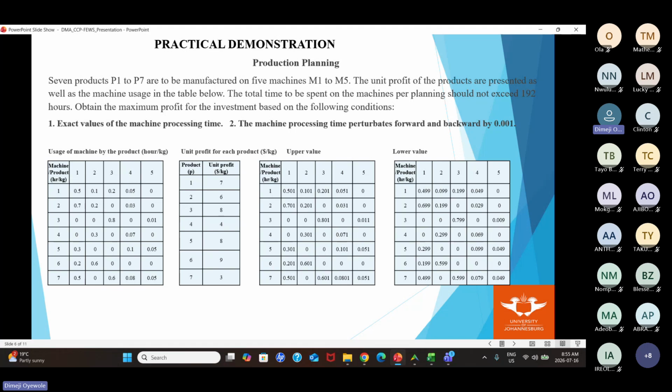So in this case now we are dealing with uncertainty because it is not just 0.5 now. It could be 0.501. It could be 0.5. It could be 0.5005. It could be 0.4995. It could be 0.4998. So a lot of things are going on in between. So here, for both cases, we are asked to find the maximum profit for the investment.